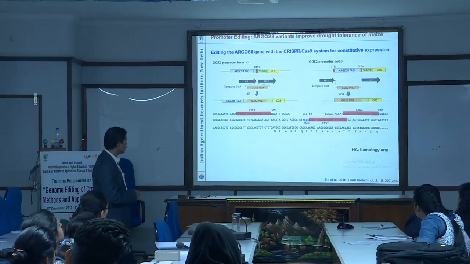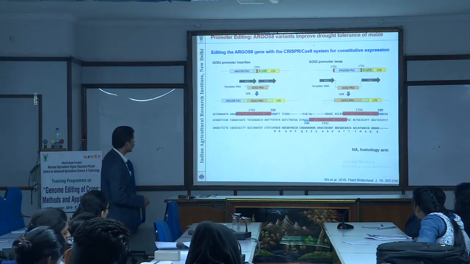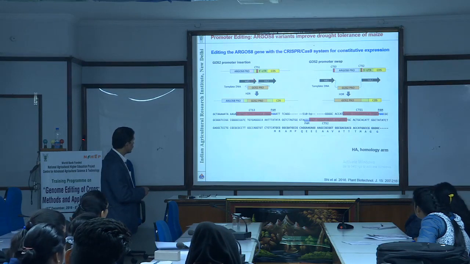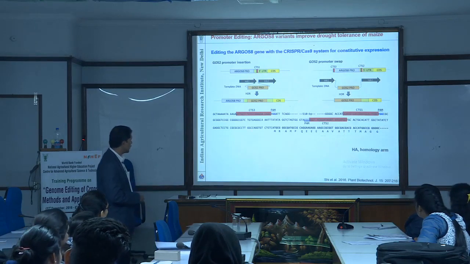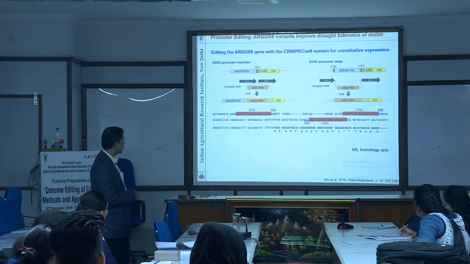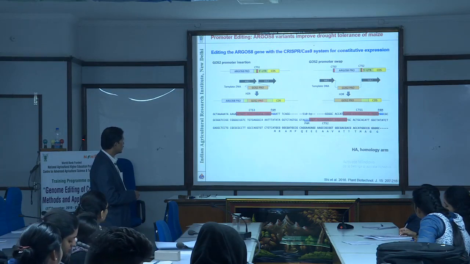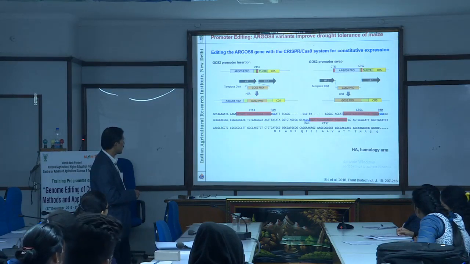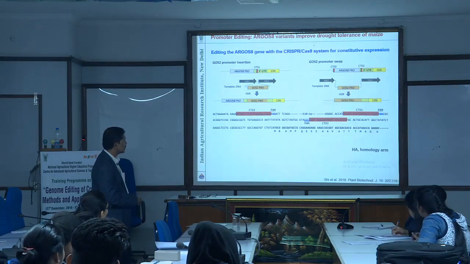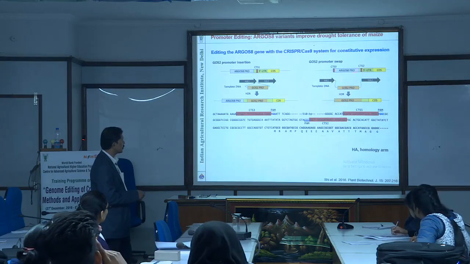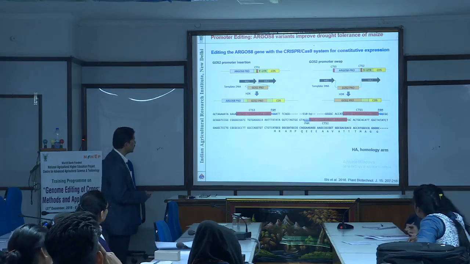Here they used flanking regions of about 400 base pair homology, which is homologous to this region and this region. By using the homology dependent repair pathway, they could develop both kinds of plants. That is, the GOS2 promoter is inserted in the beginning of the 5' UTR, and then it can drive the gene expression. Or they replaced the ARGOS8 promoter with the GOS2 promoter. Both are from maize, so it is a kind of promoter replacement within the plant, a cisgenic approach, you can say.